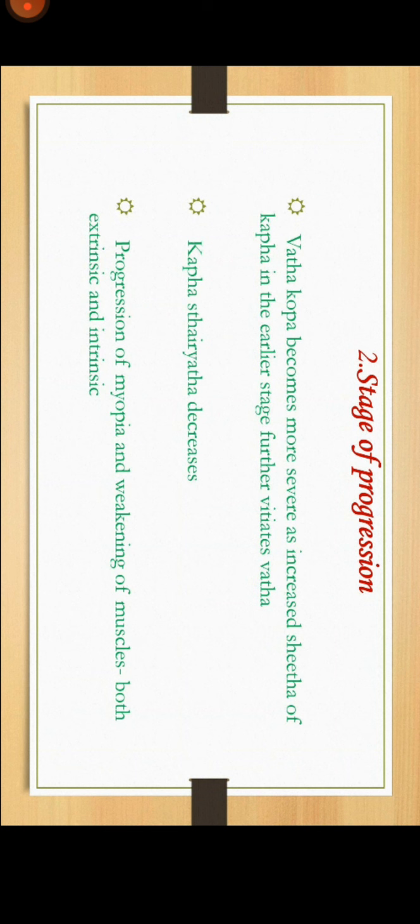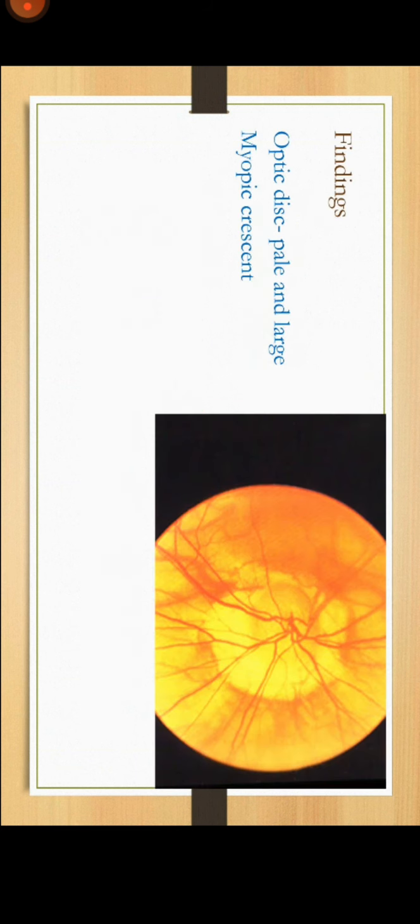Shita property of Kapha in the early stage further vitiates Vata also. Then Kapha Sthairyata decreases. Then there is progression of myopia and weakening of muscles, extrinsic and intrinsic.